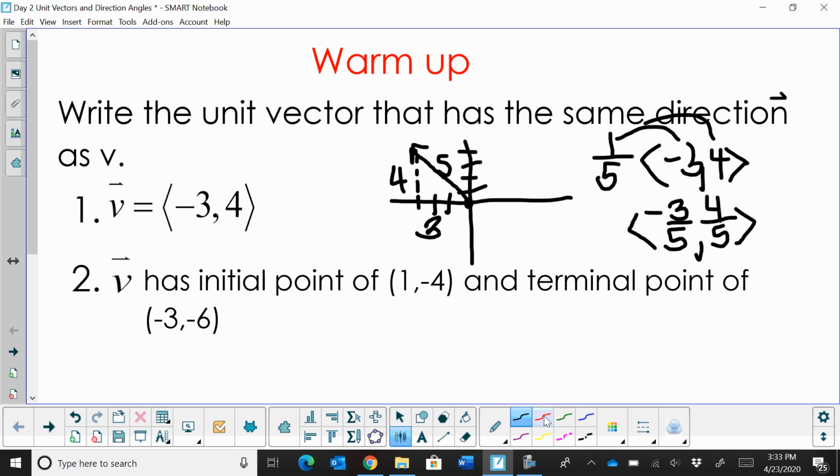So I'm just going to sketch a picture of what it would look like. It's going to look like this, where the magnitude is 1. To check that, you could then plug these two coordinates into the Pythagorean theorem as a and b and solve for c and see that c is indeed 1.